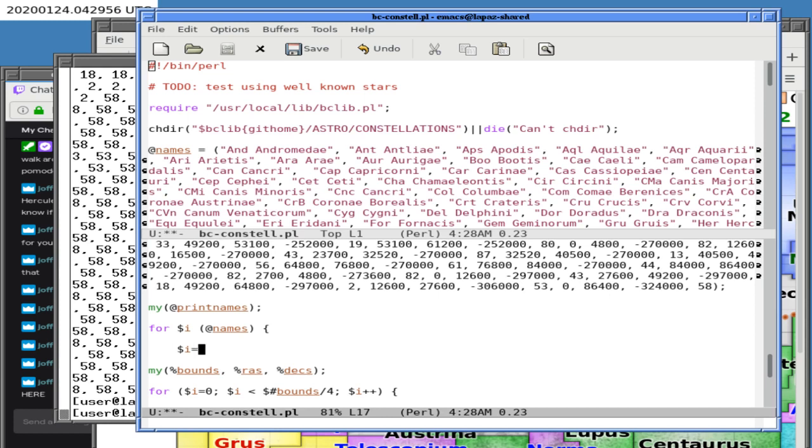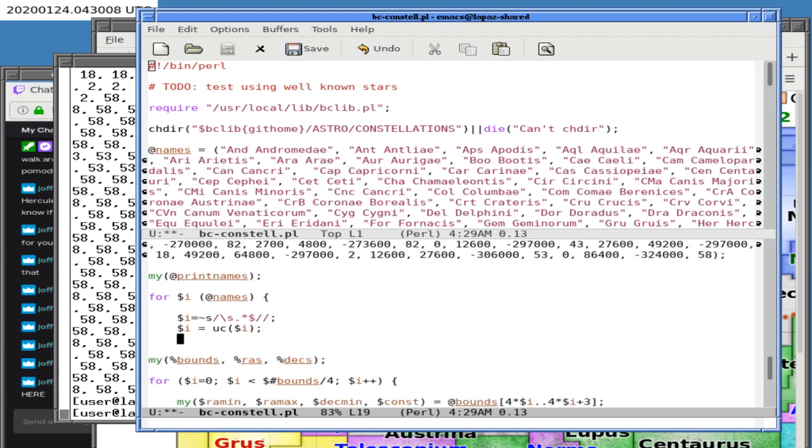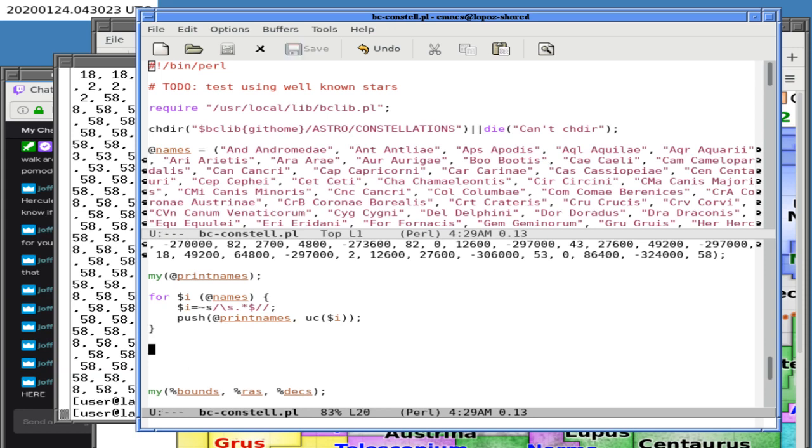Dollar sign I equals substitute anything after the space to the end. And then dollar sign I equals to upper. Nope, that's not. It's UC in Perl. UC dollar sign I. Or actually, I could just push it at this point. Push print names. Okay, and then we need to say a similar print statement, except now for names.